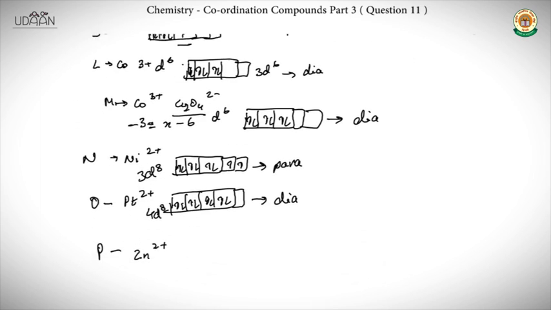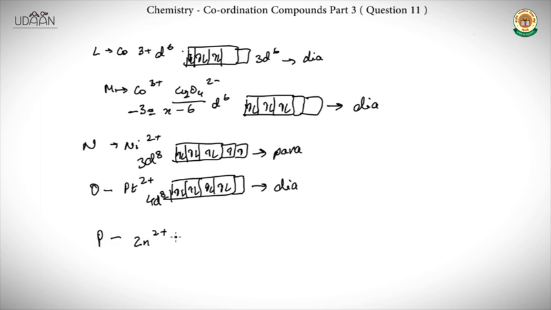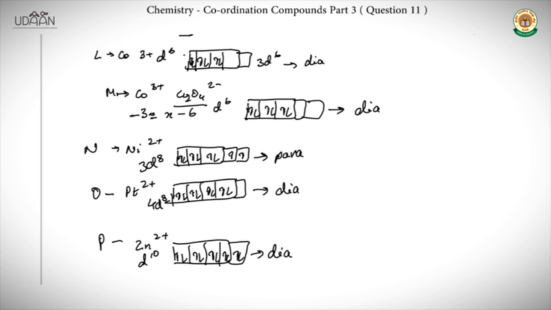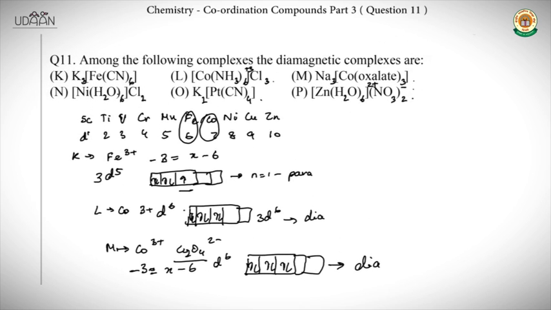H2O is uncharged, so we can straight away say that it is 2 plus, and because it's a d10, it is completely packed and all paired up, so we cannot have any unpaired electrons, and thus this also has to be diamagnetic. So in this particular question, we've actually just revised all the concepts once. I guess students will now be clear in solving problems related to paramagnetism or diamagnetism, and even the shape and geometry of most of the coordination compounds.